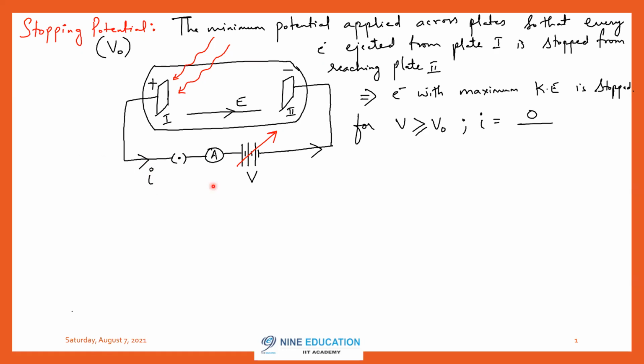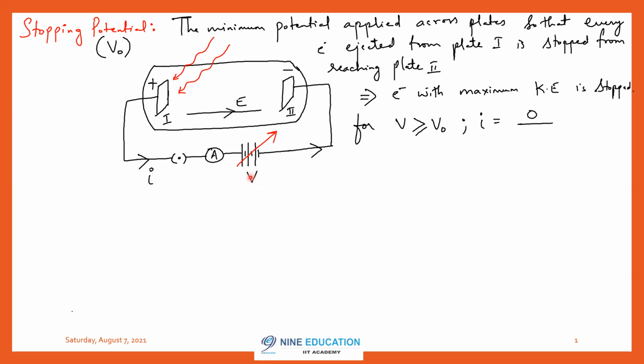Okay, good. Next. So how do you calculate this stopping potential? Once more. See, remember this polarity. This plate should be positive, connected to the positive terminal. This plate should be connected to the negative terminal.